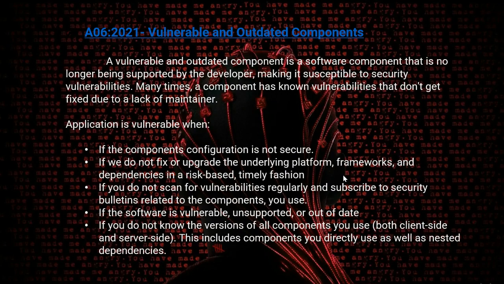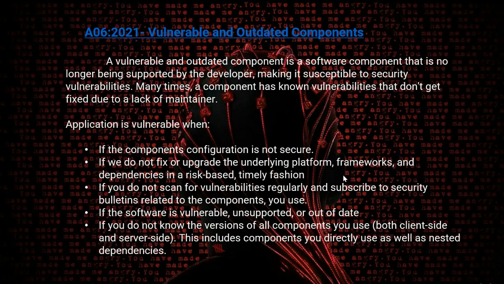Next comes vulnerable and outdated components. A vulnerable and outdated component is a software component that is no longer supported by the developer, making it susceptible to security vulnerabilities. Many times, a component has a known vulnerability that doesn't get fixed due to lack of a maintainer. So the application is vulnerable if the component configuration is not secure, if we do not fix or upgrade the underlying platform, frameworks, and dependencies in a risk-based and timely fashion, if you do not scan for vulnerabilities regularly and subscribe to security bulletins related to the components you use.